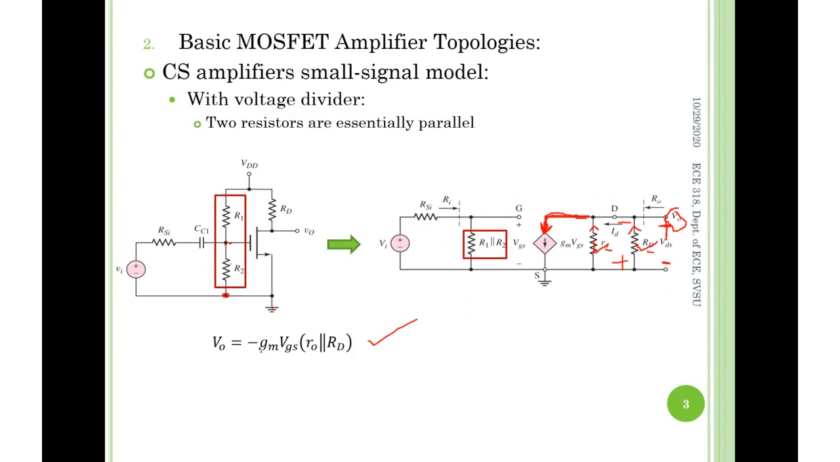A current times the parallel combination of the two resistors. And as I said, this voltage has the opposite polarity, so we give a negative sign in the front. Ohm's law output equation. Any questions?